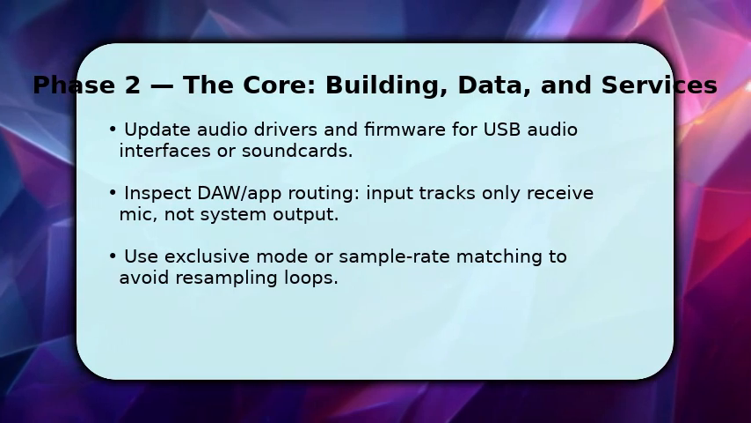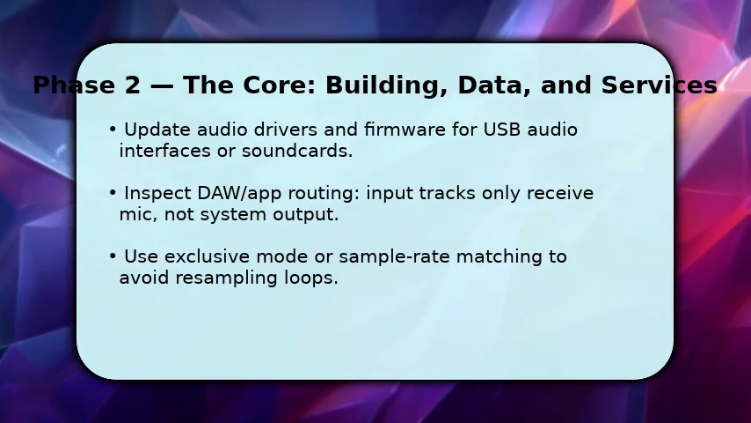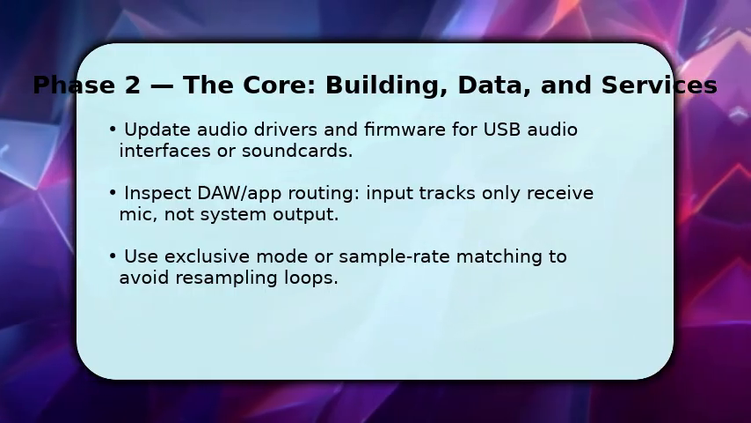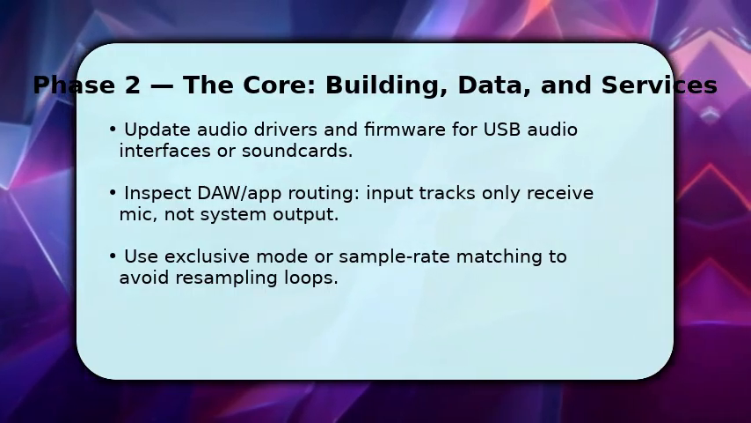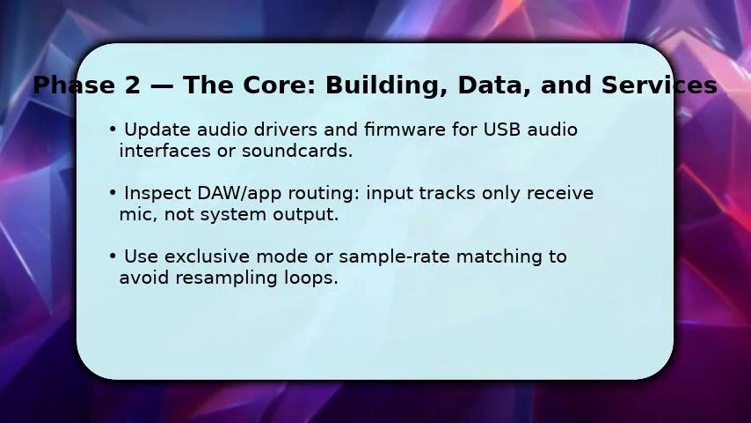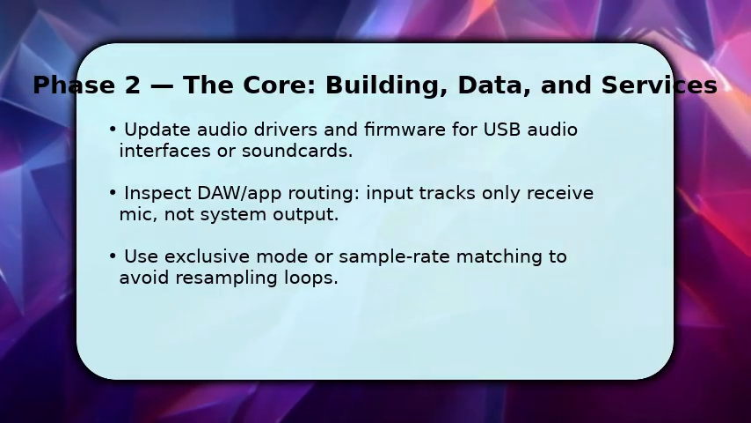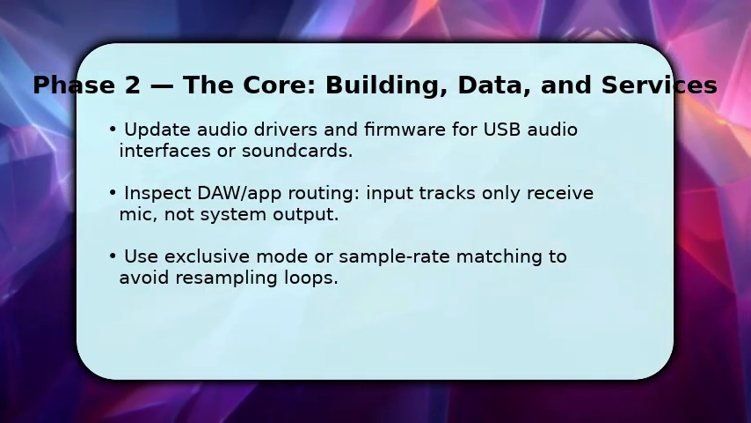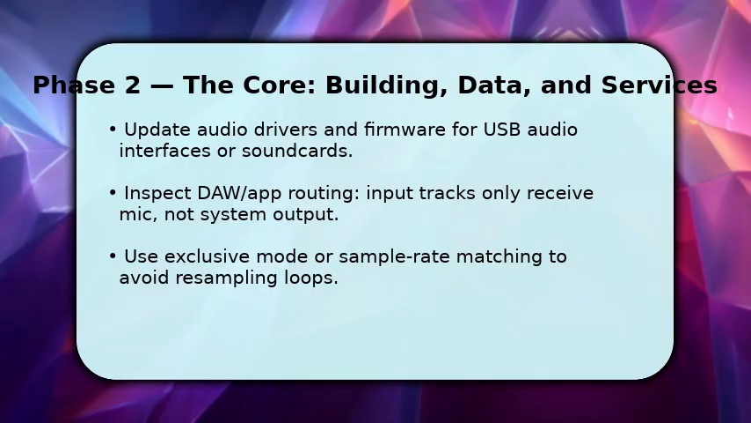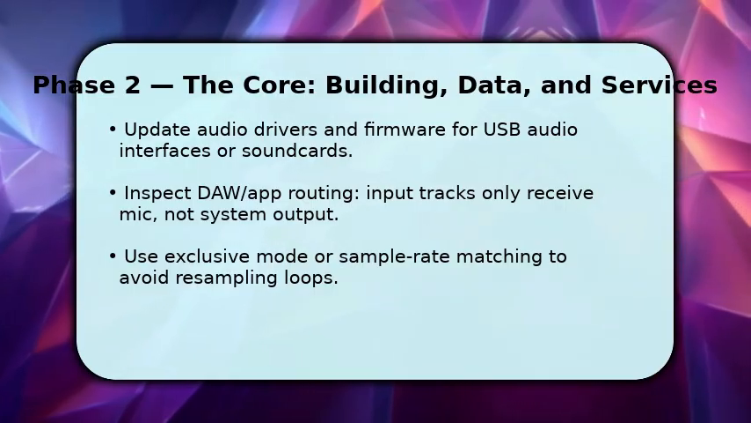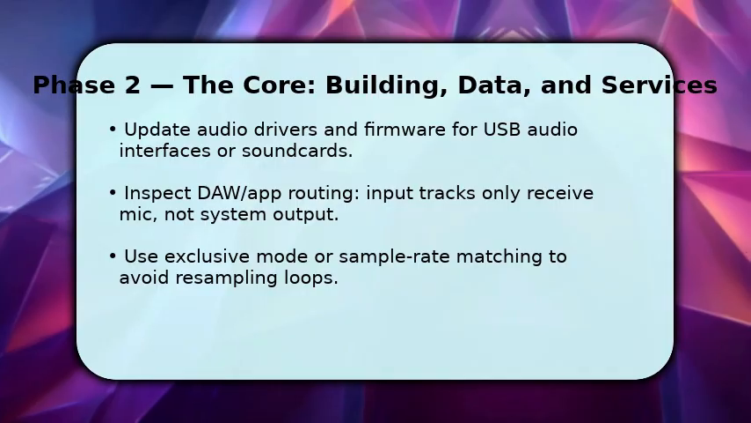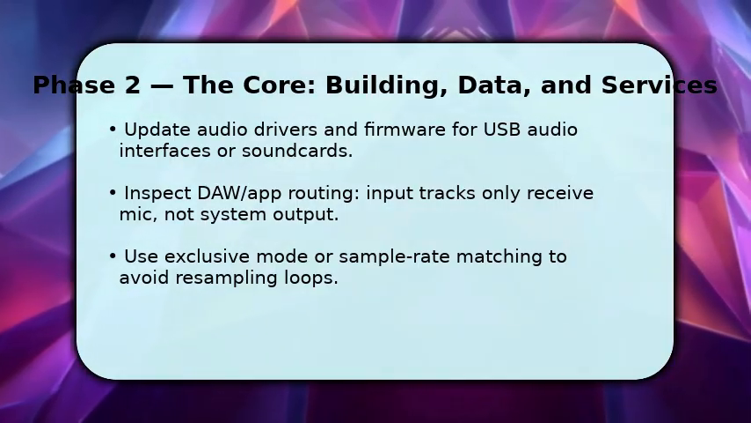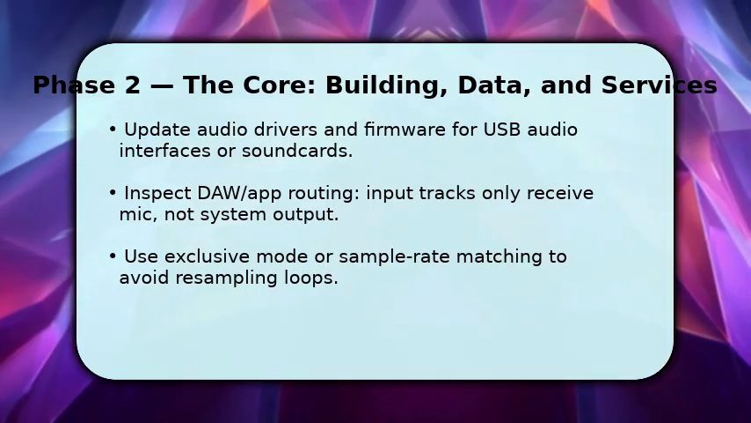Next, focus on drivers and software routing. Update the audio drivers and firmware for USB interfaces or sound cards so the device reports correct inputs and outputs. Then, inspect your DAW or app routing. Ensure input tracks are assigned only to the mic and not to system output or stereo mix. Use exclusive mode or match sample rates between apps and device to prevent resampling that can create feedback-like loops. Once these align, the software will stop feeding playback into the recording stream.